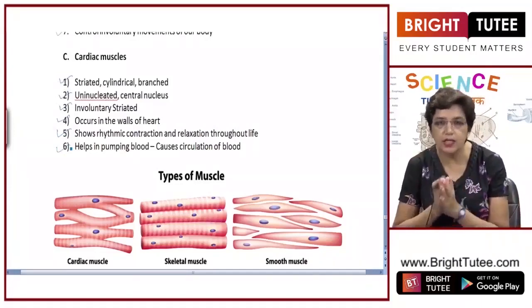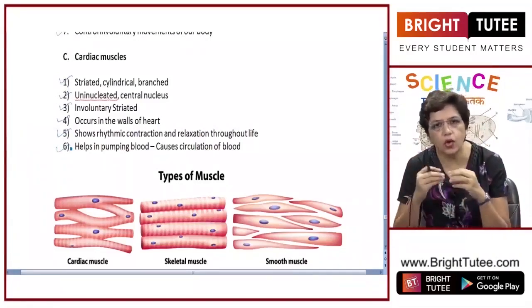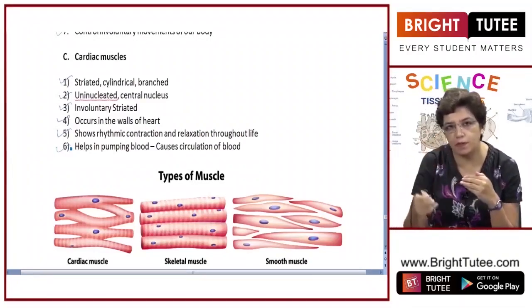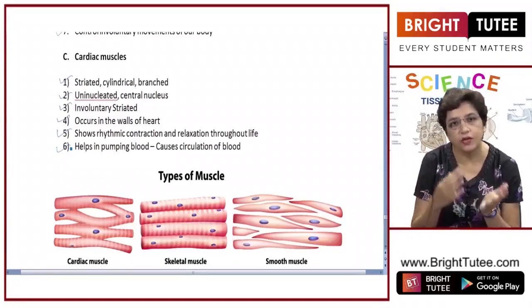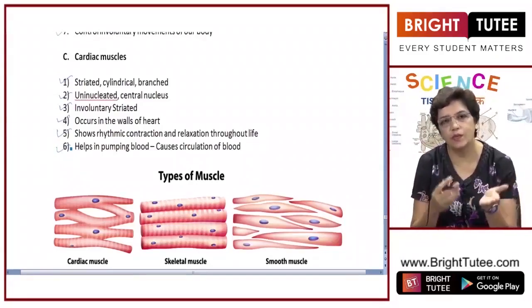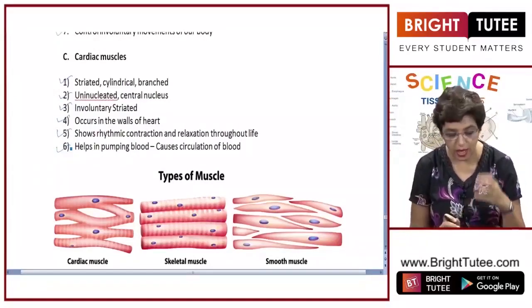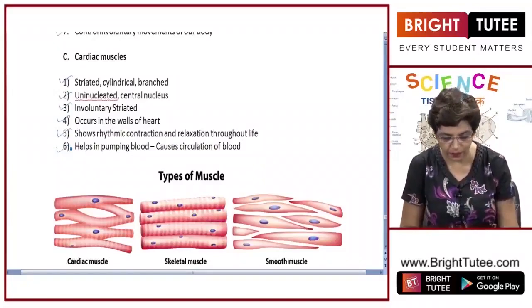So the walls of our heart are made up of cardiac muscles. They continuously contract and relax, due to which the blood is pumped and this causes the circulation of blood in our body, due to which materials are transported from one part of the body to another. So they work continuously throughout life. They do not rest.